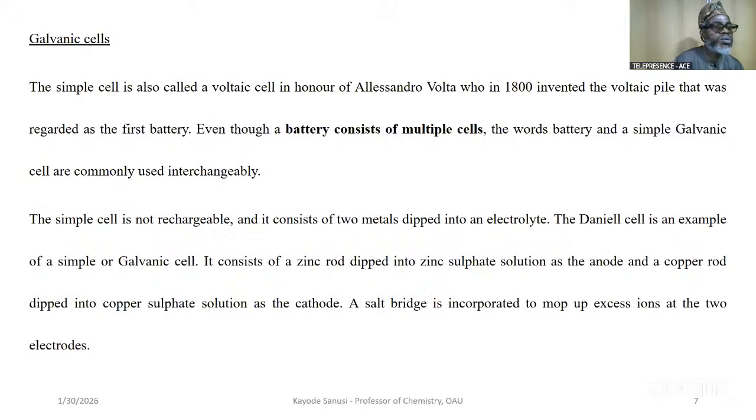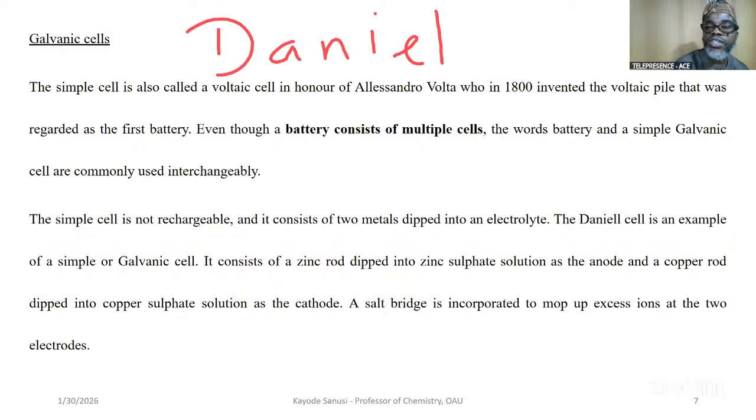So, to illustrate what galvanic cells are: it is a very simple cell, very simple to construct. In fact, every one of you should be able to construct a simple galvanic cell. How do you construct one? You need a zinc rod. An example of a simple galvanic cell is the Daniell cell, with a double L.